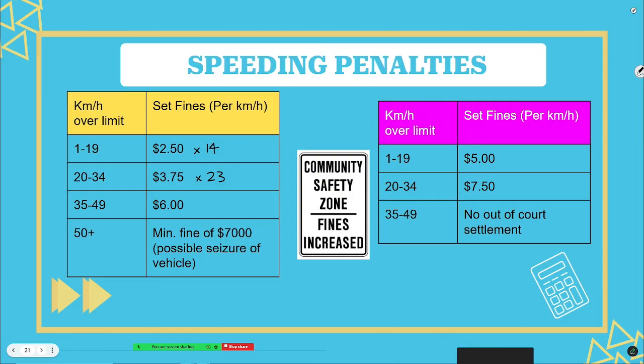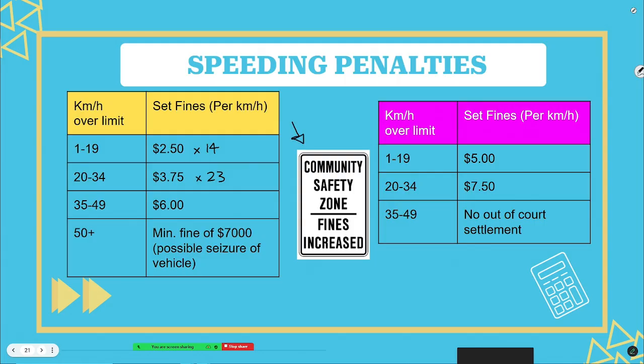It hurts. If you are speeding 35 to 49 kilometers per hour, you will be charged $6 per kilometer that you went over the speed limit. If you're speeding by more than 50 kilometers per hour over the speed limit, minimum you have to pay is $7,000. It could be way more than that. They could even just take your vehicle. That's the possible seizure of a vehicle. Now, you'll notice underneath that is a second table. Speeding penalties in a community safety zone. You will most likely see this sign.